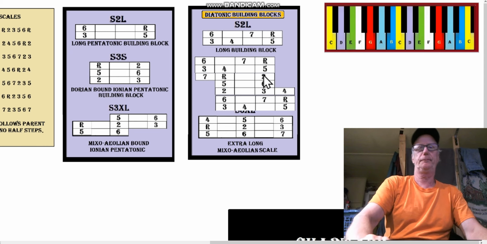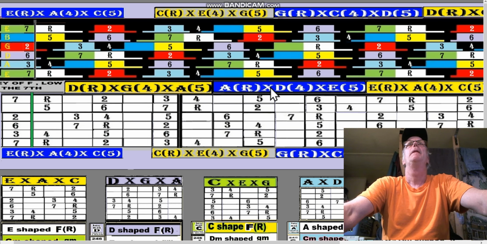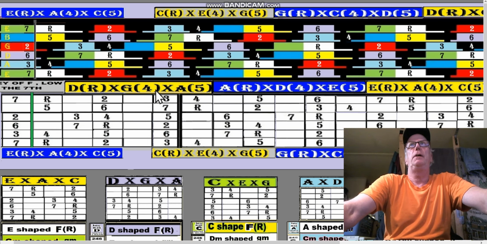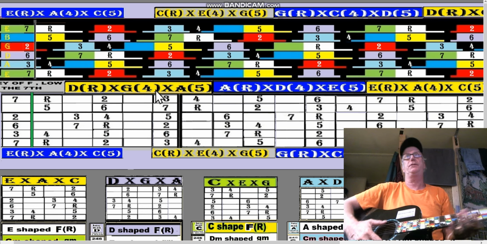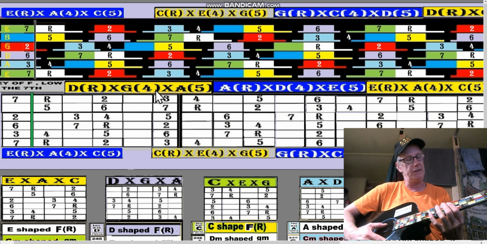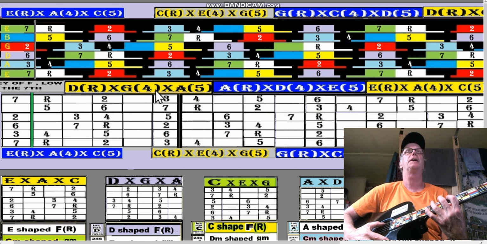Alright, let's see if we can get this straight one more time. We're in the D box. We're on the G4 pentatonic, which is the B flat pentatonic. So this is the key of F. We're going to do this B flat pentatonic. Remember, B flat is the 4th, so this is a major pentatonic.